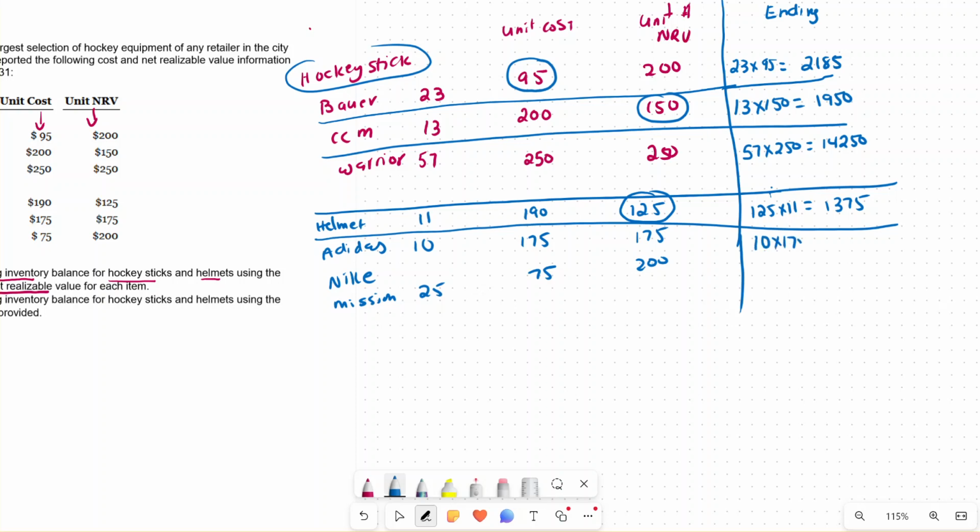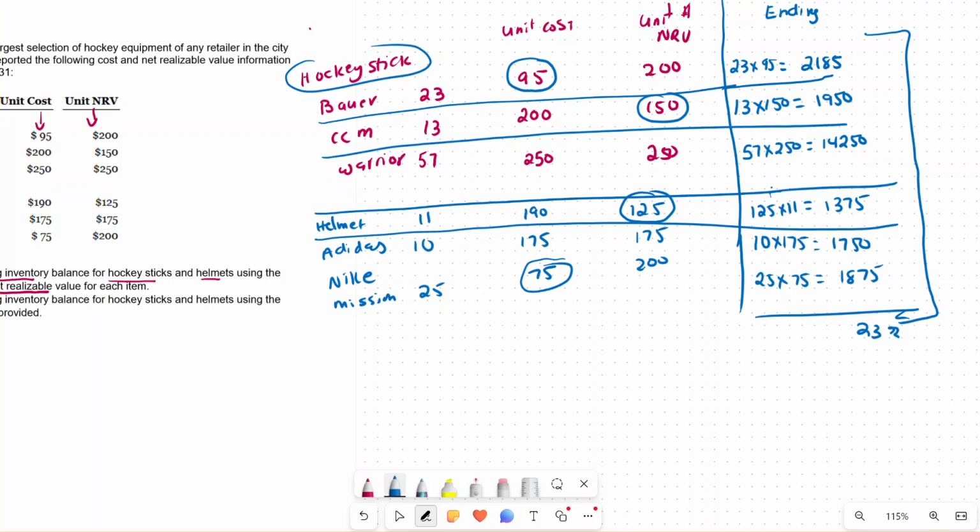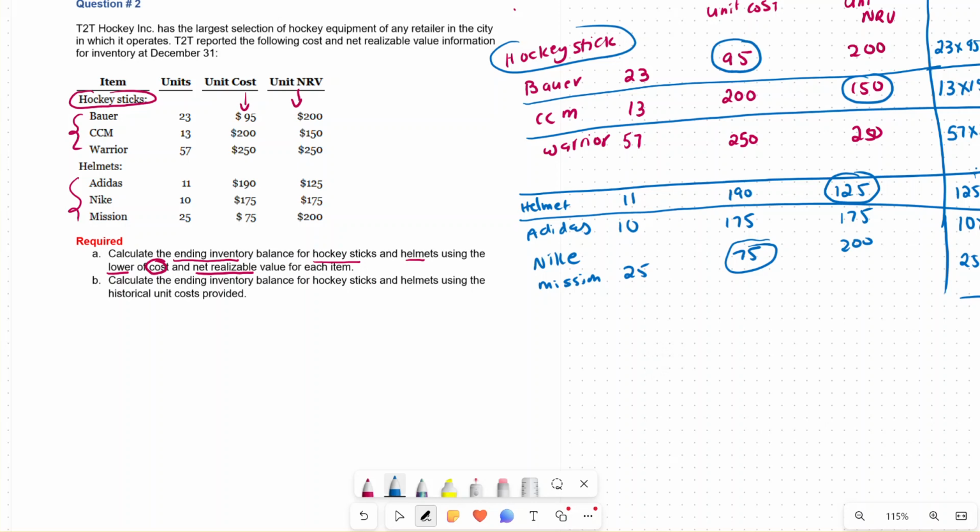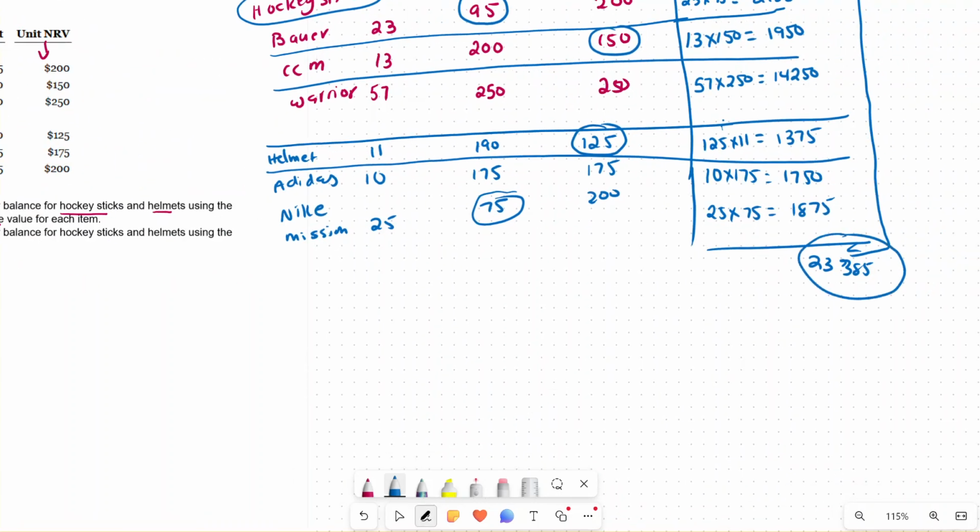And the next one, it doesn't matter, they both are 175. So I will do 1750. For the next one, the lower is your 75. So 25 units at 75 will give me 1875. If I add up everything, what would I get? I will get 23,385. So what they asked is to calculate the ending inventory balance. So this is the ending inventory balance when we use lower of cost and net realizable value.